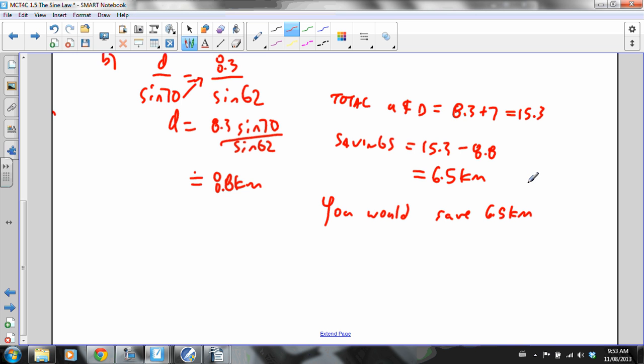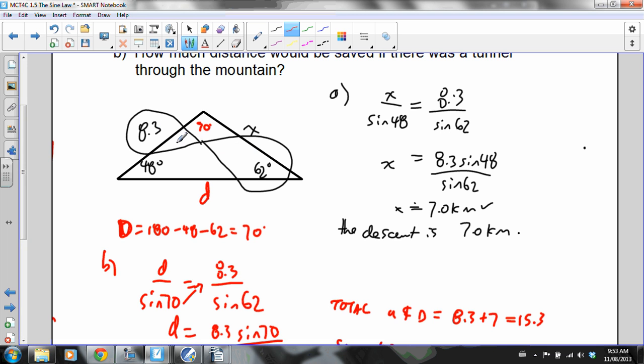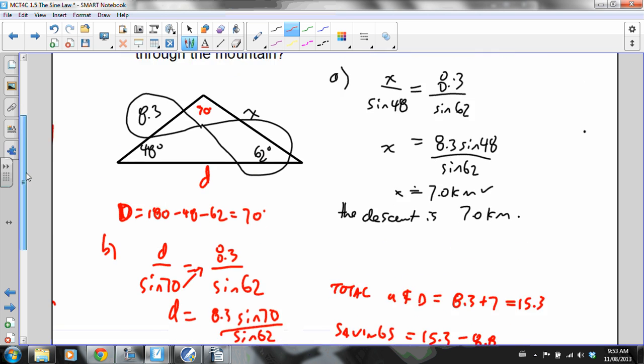Okay, that's it for the sine law. Now, the last sort of thing of the unit is, what happens if we don't have the angle side pair? Some of you probably already remember from grade 11 or maybe even grade 10, what happens if we don't have the angle side pair? We don't use the sine law, we use the cosine law, but that is another story.